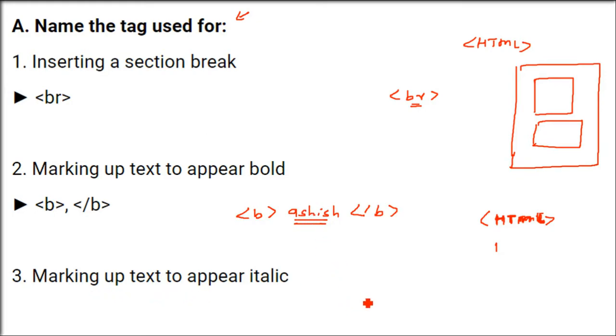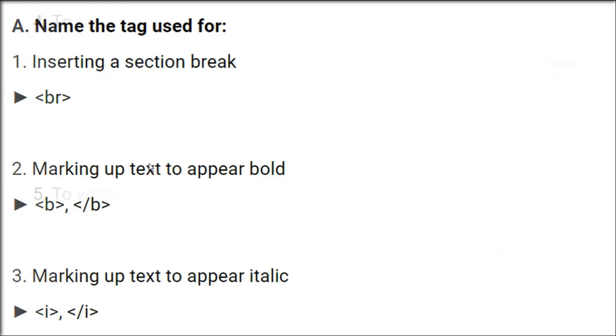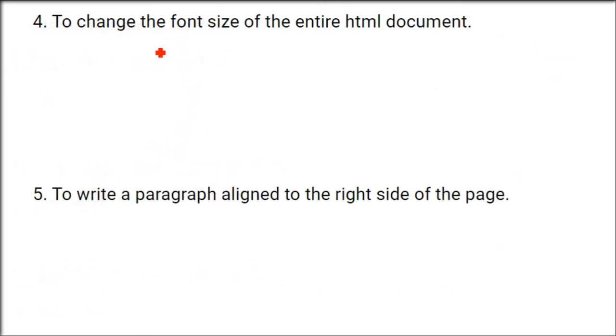Marking up text to appear italic. Now you want this Ashish to be shown with some sharpness, sharp font and slanted, angled. So you will use I. This is for making your content italic or text italic.